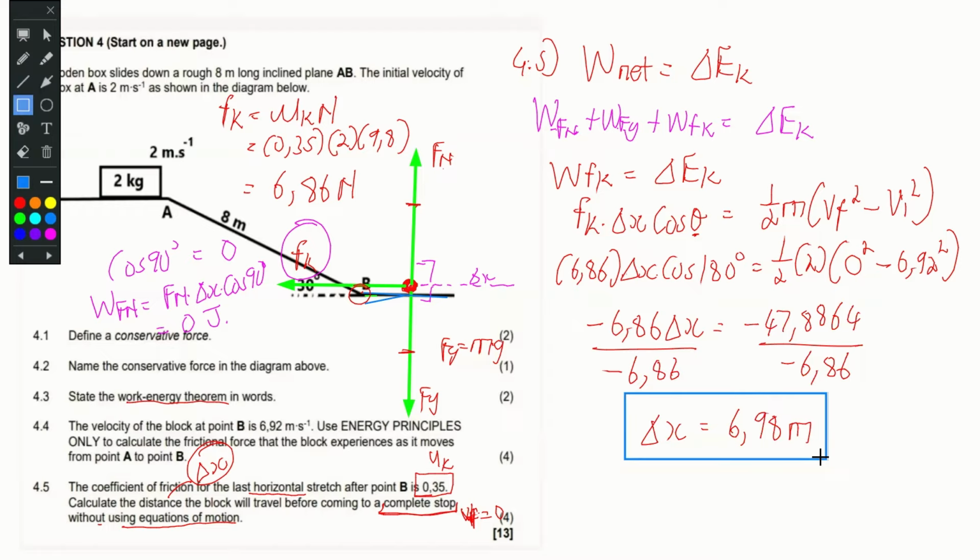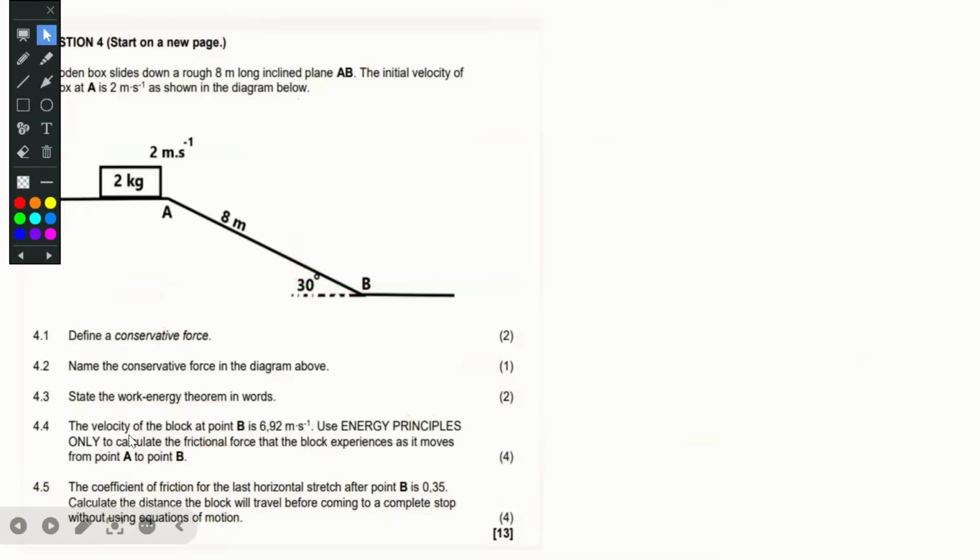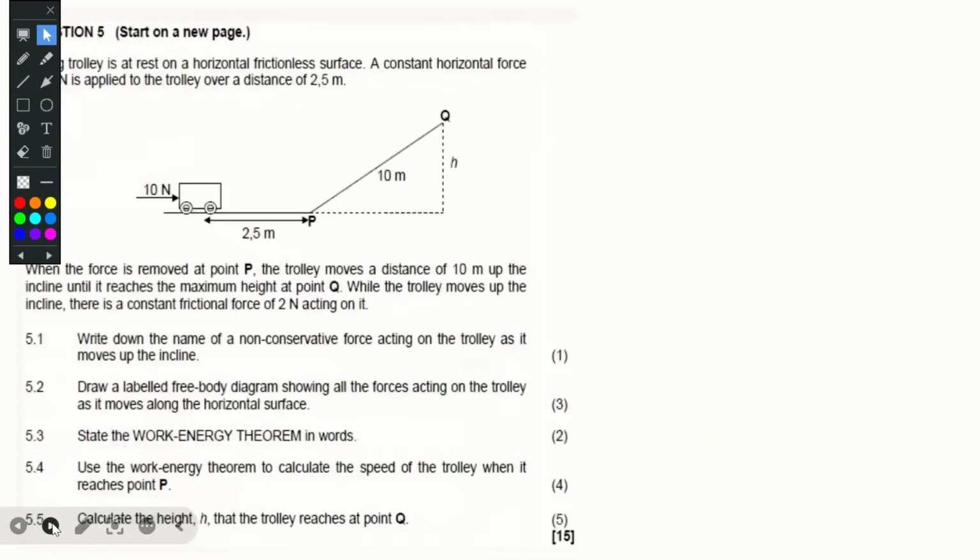Okay, so that's it. And then just like that, you have bagged yourself all that 13 marks, right? So very, very nice. Okay, let's look at another one. So we have this one here.